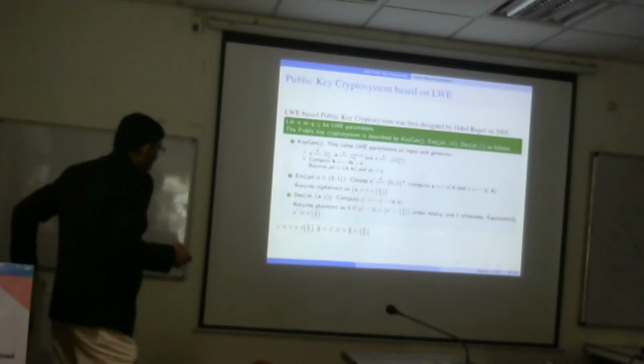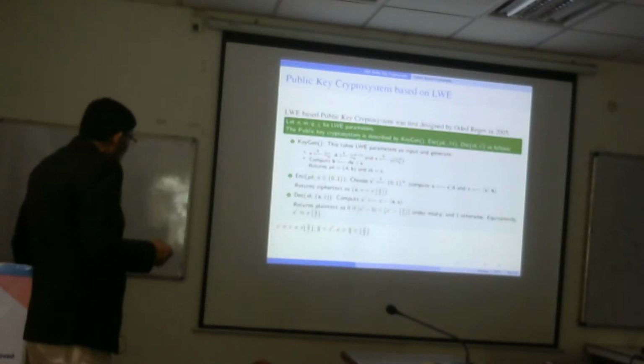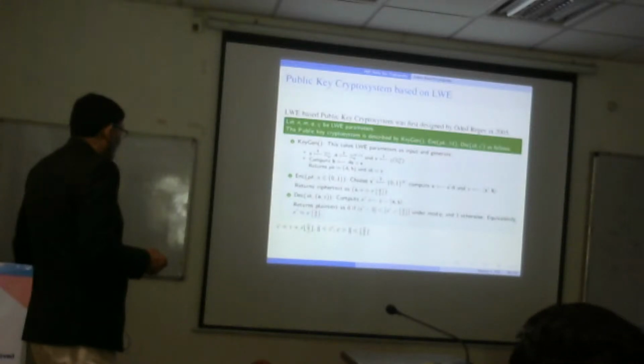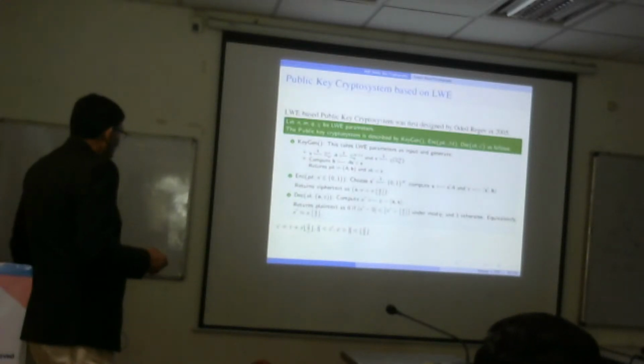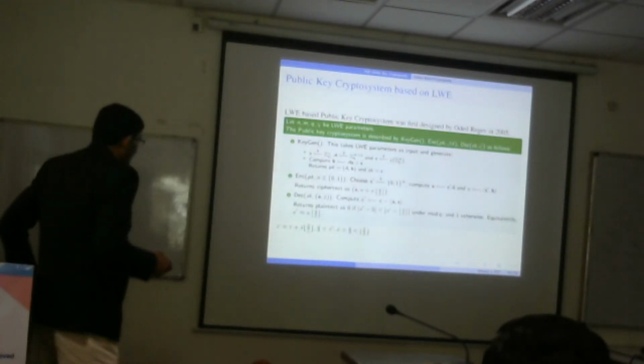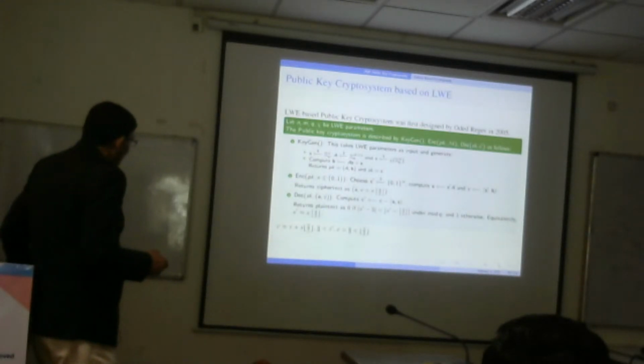Okay, so this is the vector from Z_q^n. So now we have this. Now you can see we can compute this matrix times the vector plus E, so we can compute B from this. Okay, so what is the public key here? The public key is A and B, and the secret key is S.